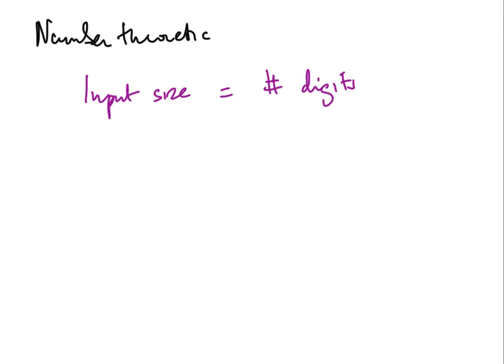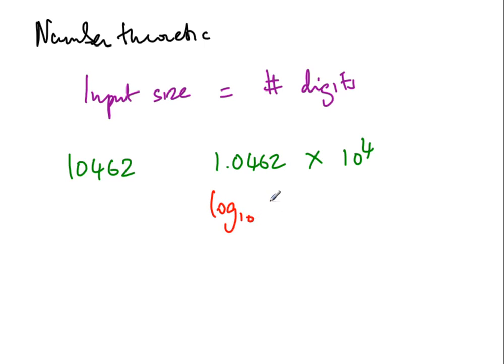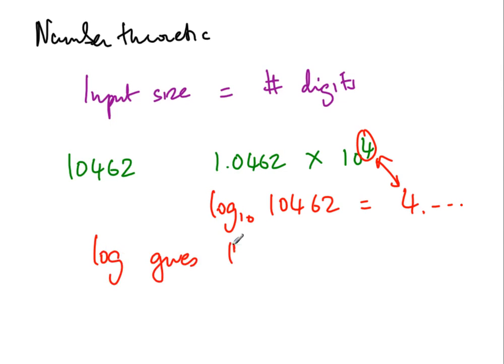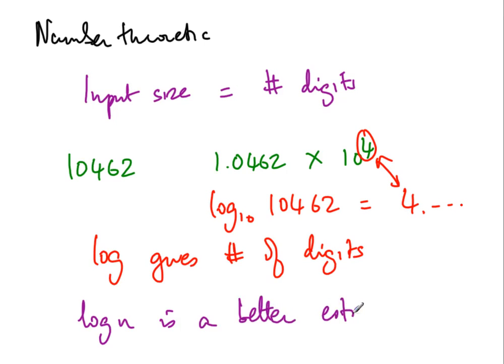Okay. So now if I take a number like say 10,462, okay, so this is 1.0462 times 10 to the 4, right? So if I take the log to the base 10 of this number, okay, it's going to be 4 point something, right? So this 4 comes from here, right? So in some sense, log gives the number of digits. Okay, so therefore log n is a better estimate rather than n itself, because log n gives you an accurate picture that you're actually operating digit by digit.